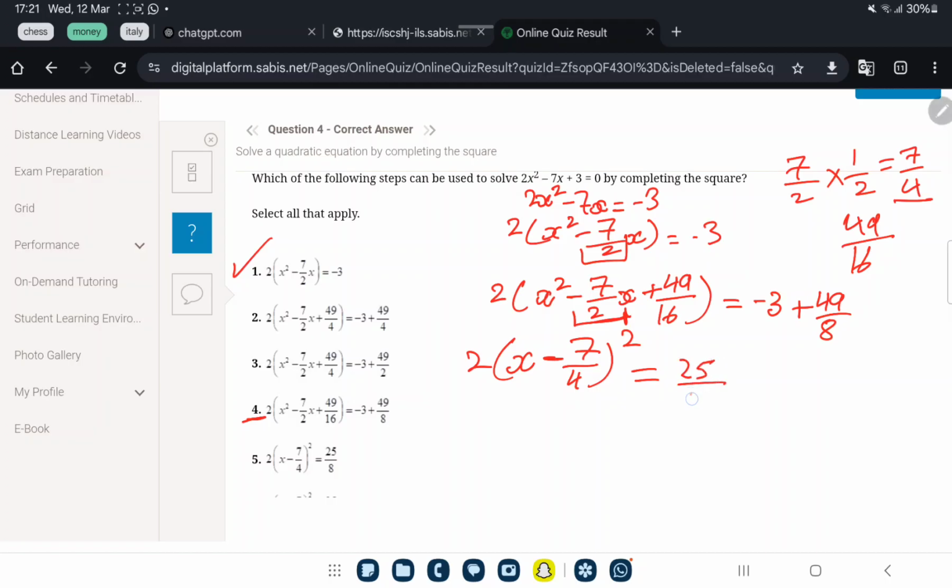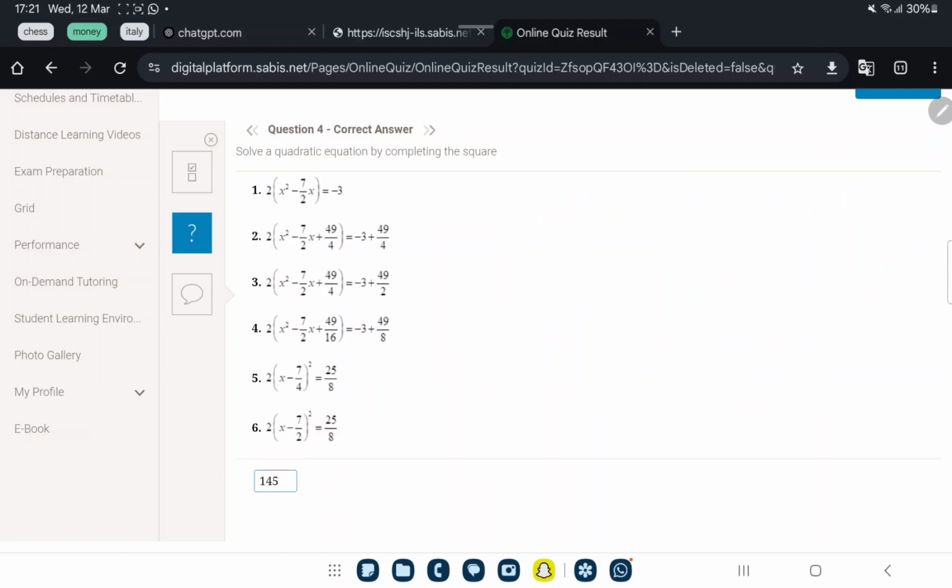Equals 25 over 8. So now you have 2 times (x minus 7 over 4) squared equals 25 over 8, also step 5. Now we check step 6. It's the exact same, but the wrong denominator. Your answer is 145.